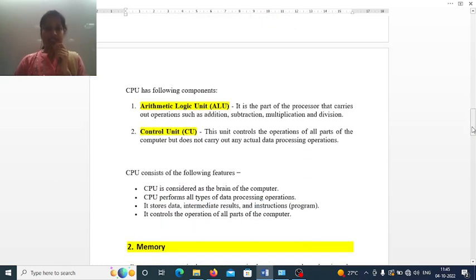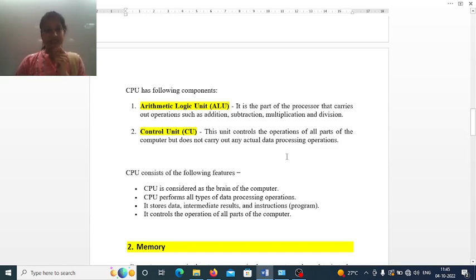The CPU itself comprises of following components: arithmetic logic unit, also referred to as ALU, and control unit, also referred to as CU. So let's see what ALU means. ALU is the part of the processor that carries out certain operations such as addition, subtraction, multiplication, and division. So the function of ALU is to process the data.